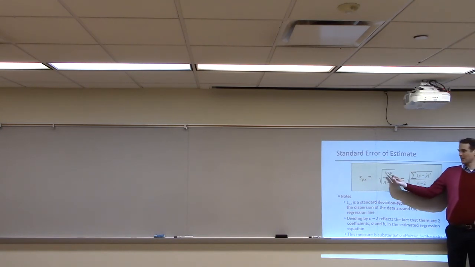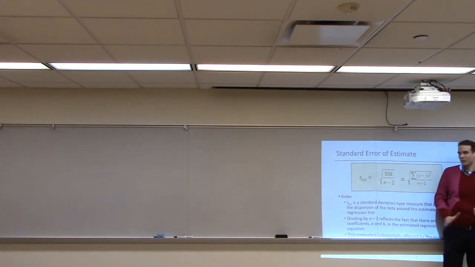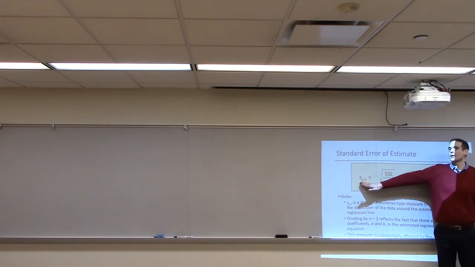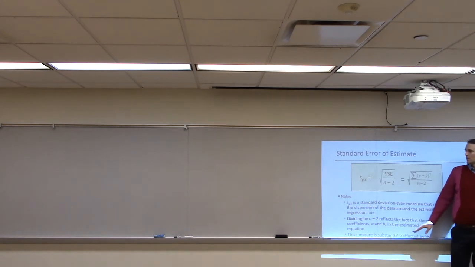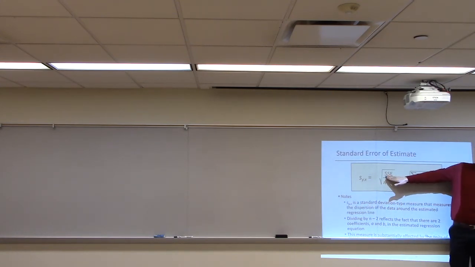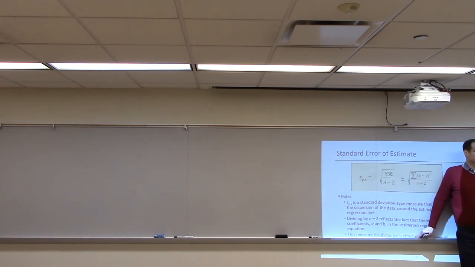So if the squared came out to 16, we would take the square root and that would be 4. 4 would be the average distance of each data point from the regression line. So sum of squares error, divide roughly by the number of data points, and then take the square root of that.